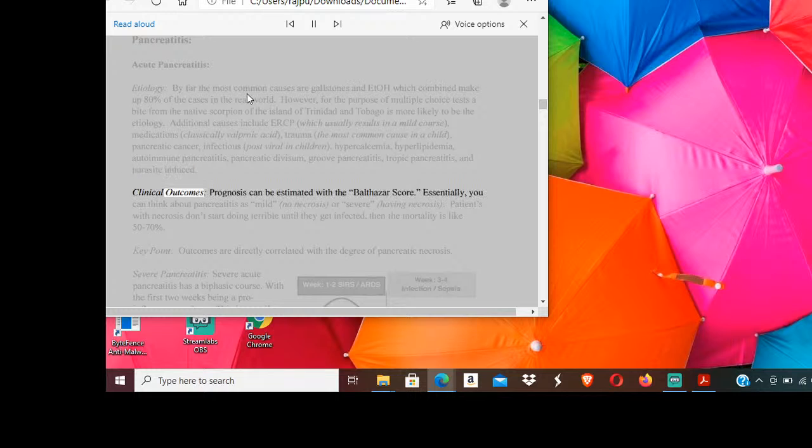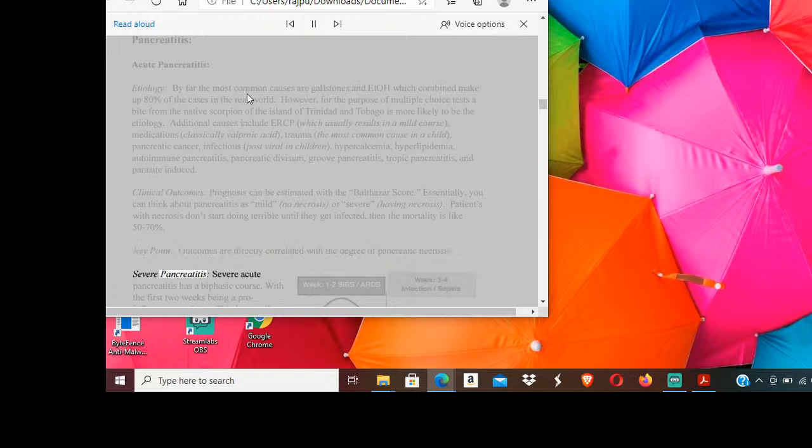Clinical outcomes. Prognosis can be estimated with the Balthazar score. Essentially, you can think about pancreatitis as mild, no necrosis, or severe, having necrosis. Patients with necrosis don't start doing terrible until they get infected, then the mortality is like 50 to 70%. Key point: outcomes are directly correlated with the degree of pancreatic necrosis.